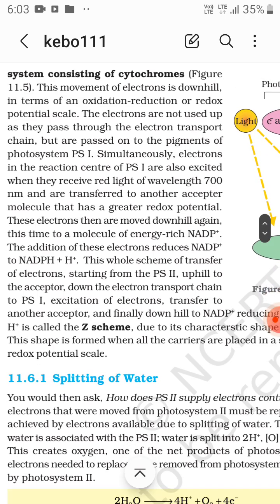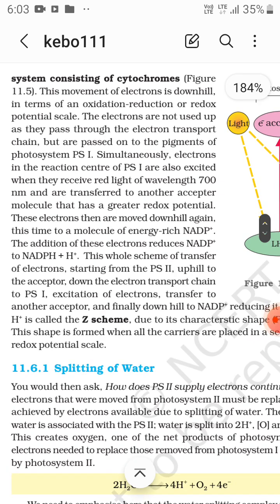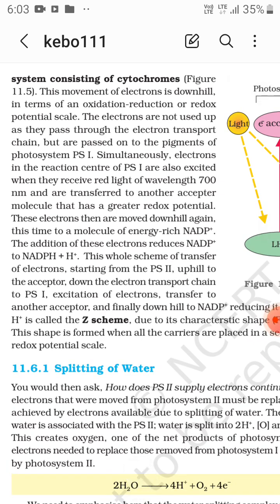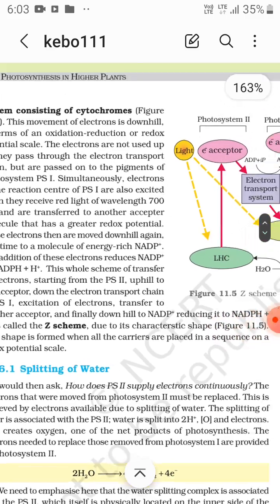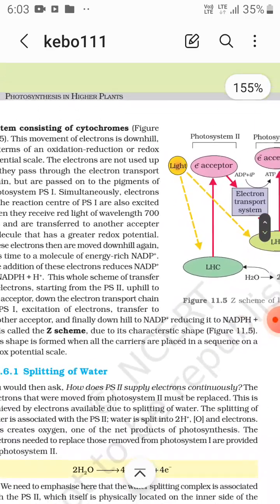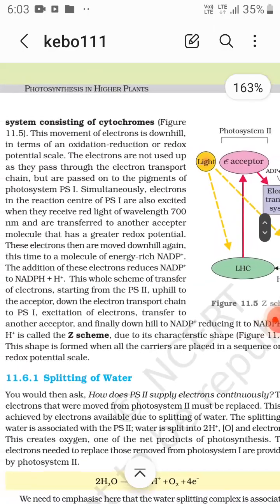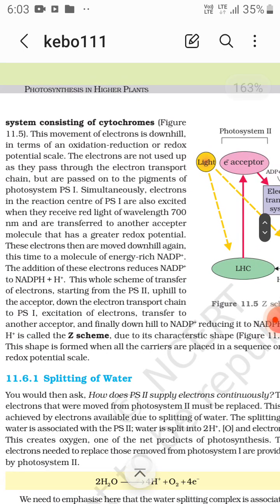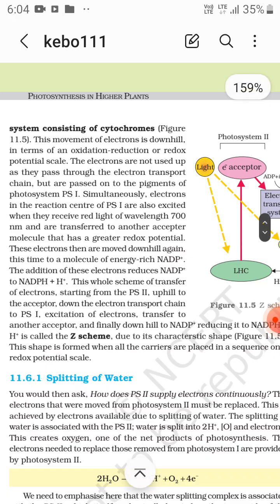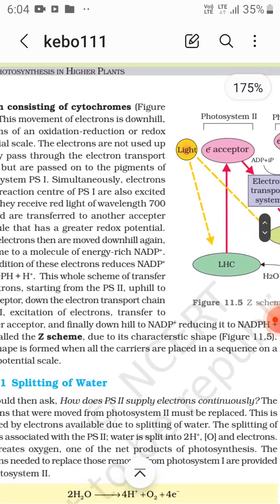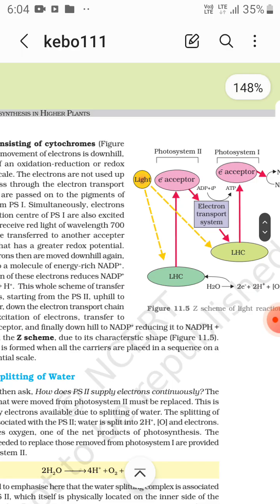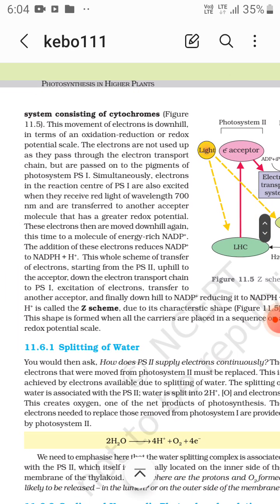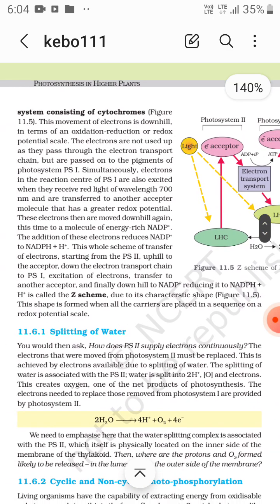This whole scheme of transfer of electrons starting from the uphill to the acceptor, down the electron transport chain where the ATP is formed, and then to PS1, and then excitation of electrons, then transport to another acceptor, and finally downhill to NADP+, reducing it to NADPH plus H+. Now this is called the Z scheme due to its characteristic shape.